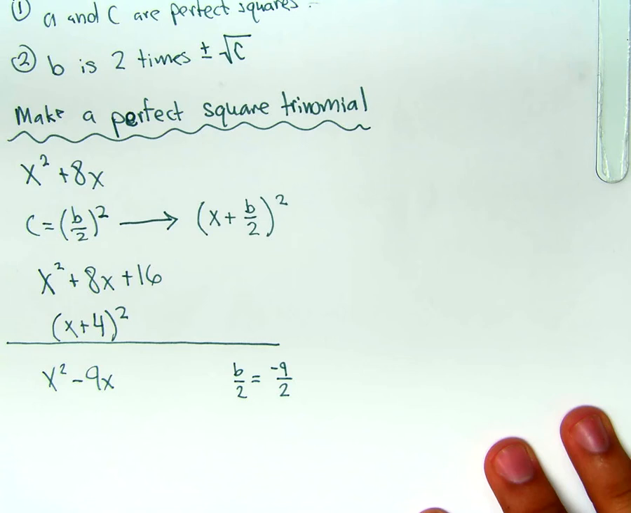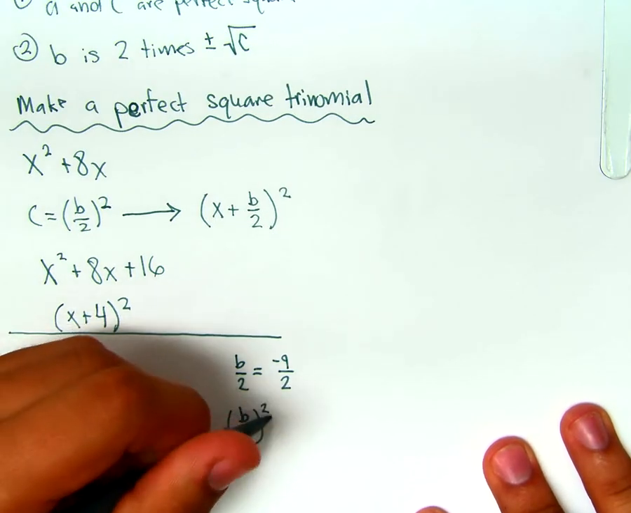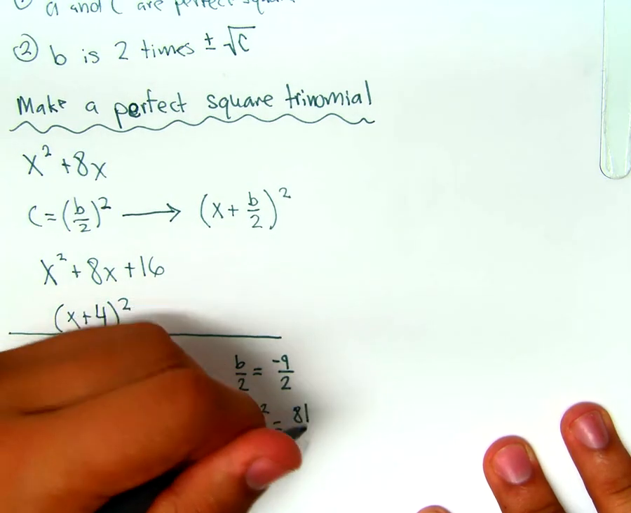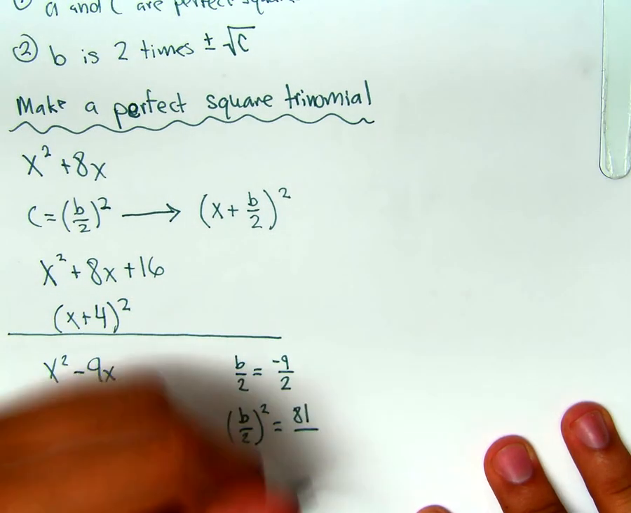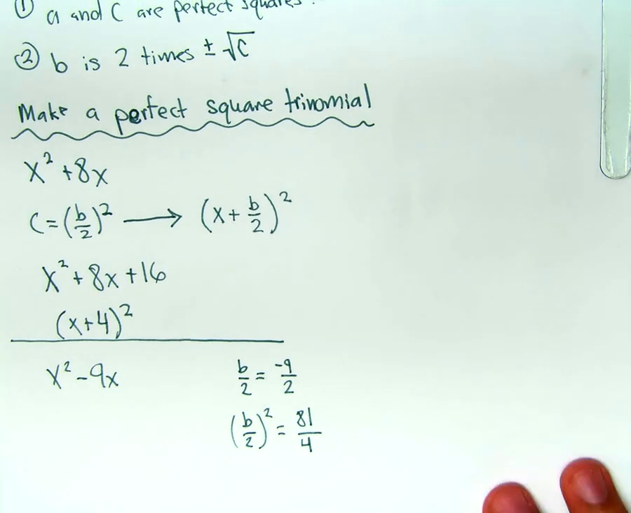Alright. And my b over 2 squared is going to be b squared over 2 squared. So negative 9 squared is 81, and 2 squared is 4. Anytime we get fractions, we want to leave them as fractions, because fractions are easier to multiply, divide, add, and subtract. They're easier than decimals, and you're guaranteed the exact answer.